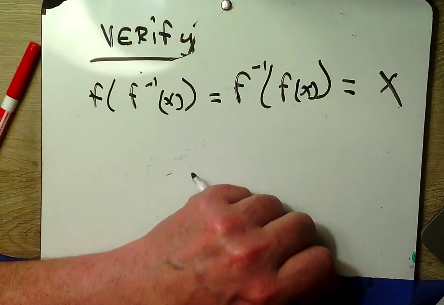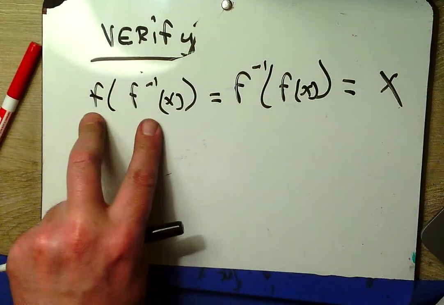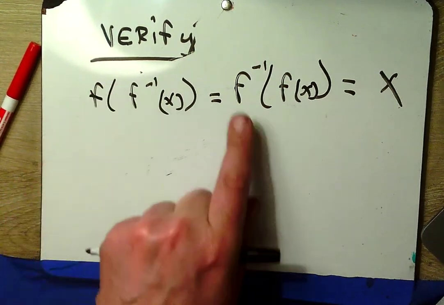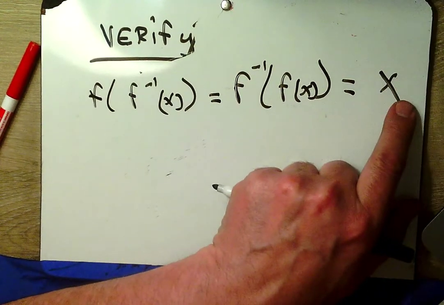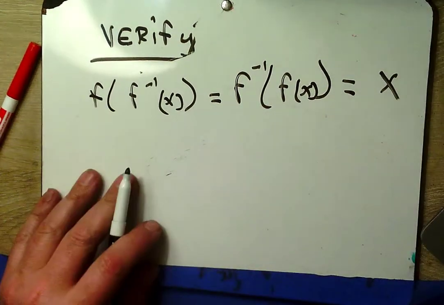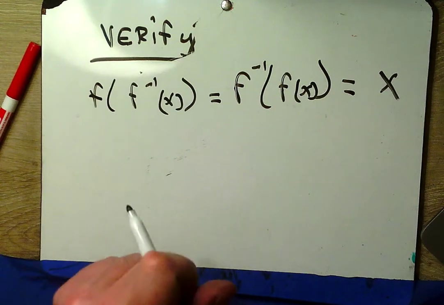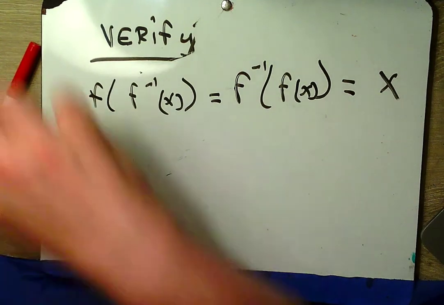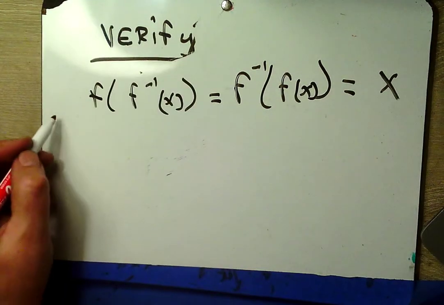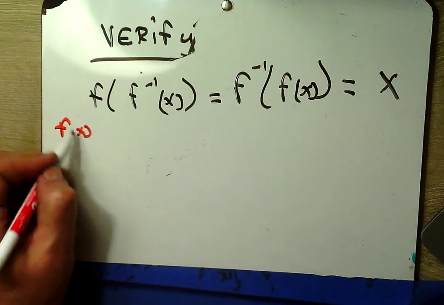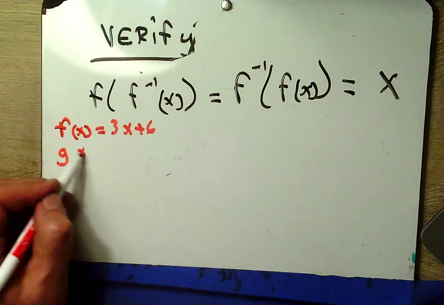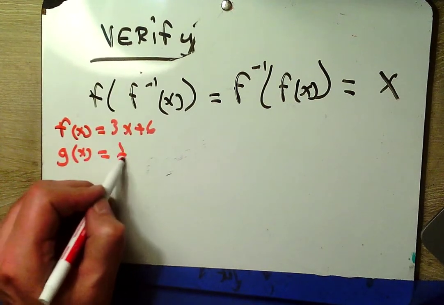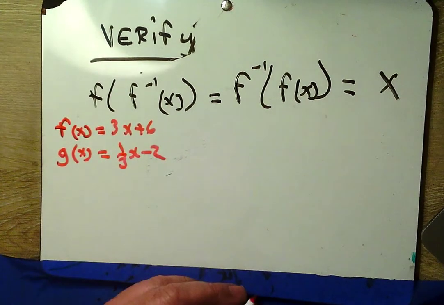You have to do the composition of both f of f inverse and f inverse of f, and you need to get x both times. So let's verify that our two Bell-work functions are in fact inverses. Remember, we had f of x equals 3x plus 6, and then we had this other function, 1/3 x minus 2.